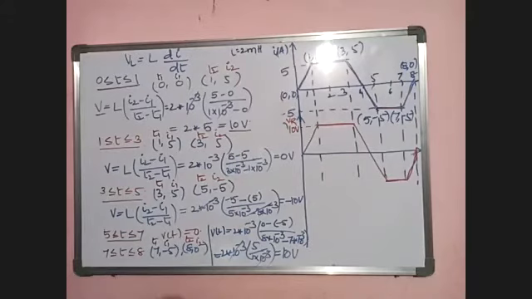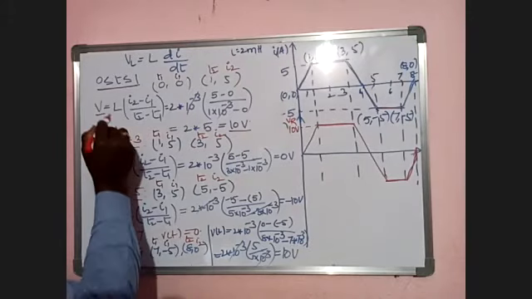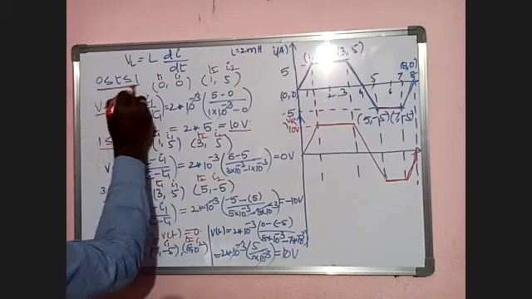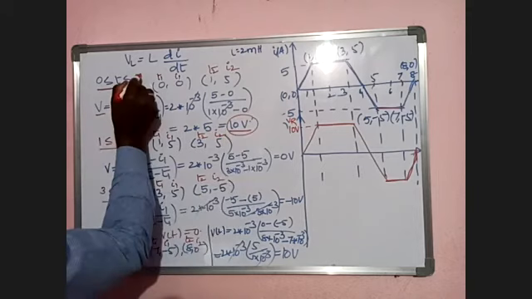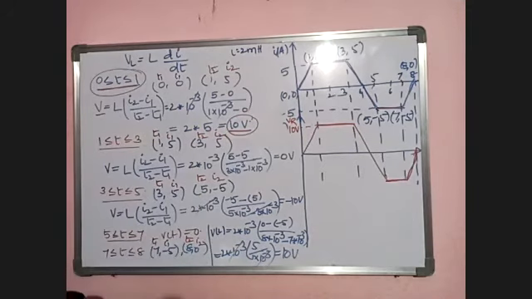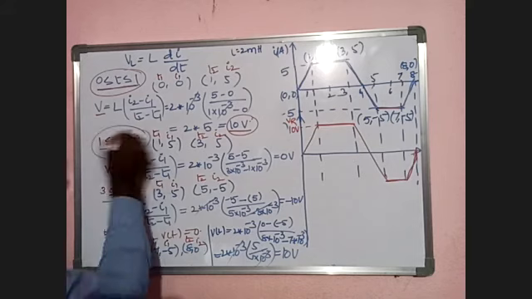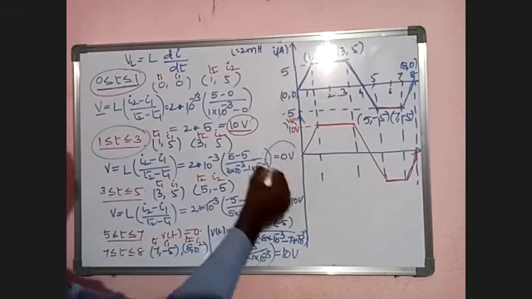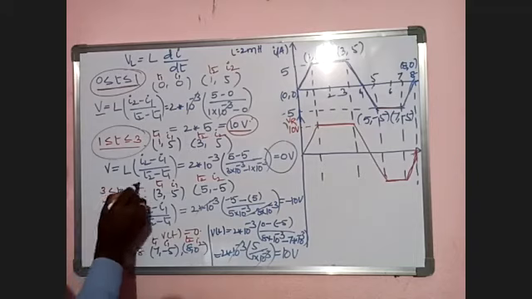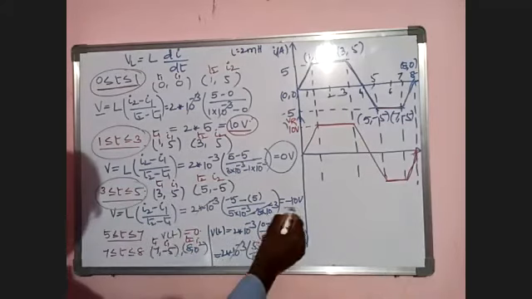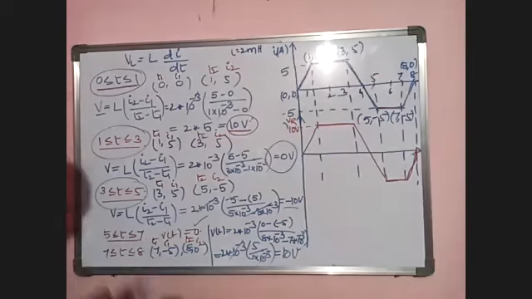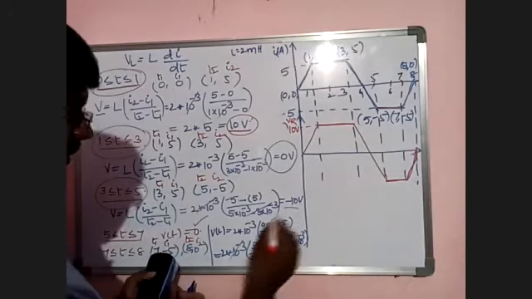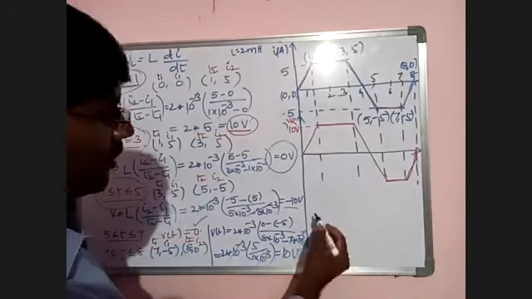Okay, now you identify the values. Between 0 to 1, it is a constant value of 10 volts. From 1 to 3, it is 0 volts, and from 3 to 5, it is minus 10, 5 to 7, 0, and 7 to 8, plus 10. All are constant slopes. Therefore, now you draw its waveform.